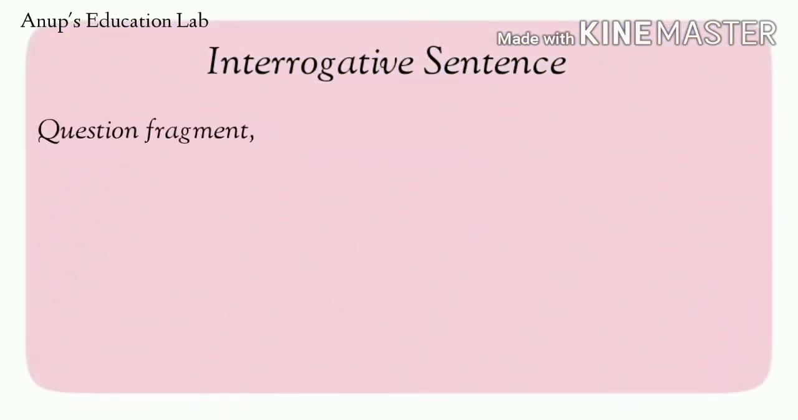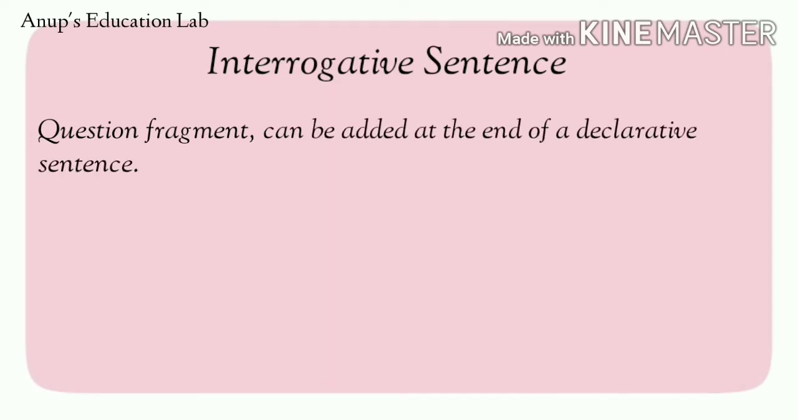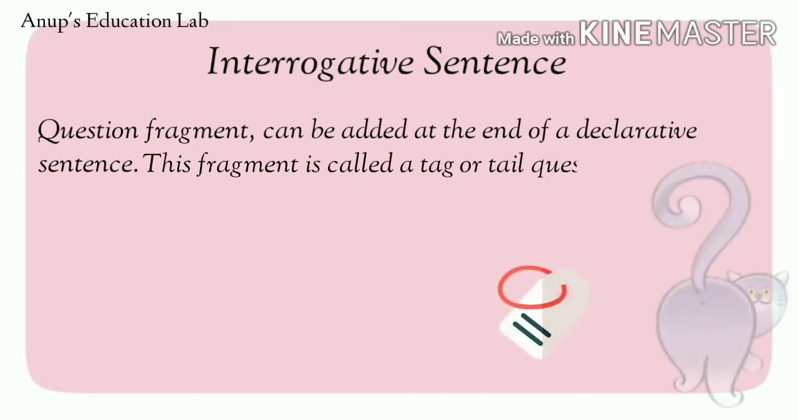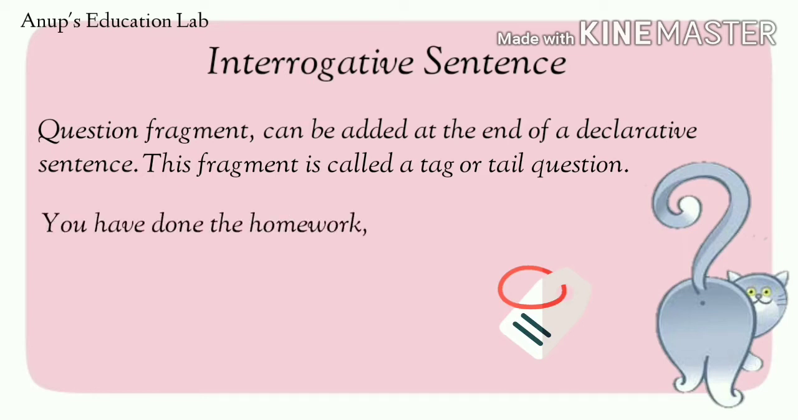A question fragment can be added at the end of a declarative sentence. This fragment is called a tag or tail question. Let us see examples. You have done the homework, haven't you? Here, a question tag is added at the end of a declarative sentence.